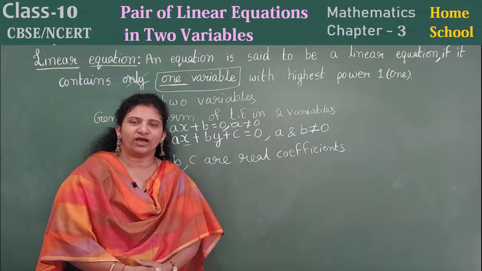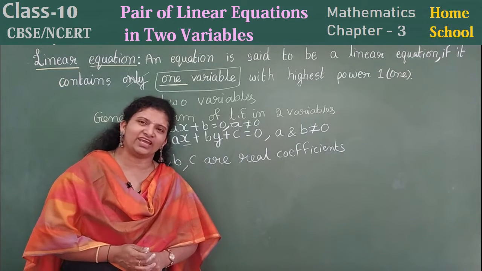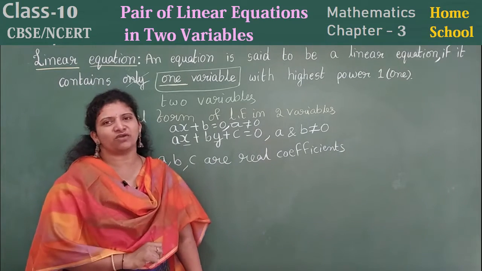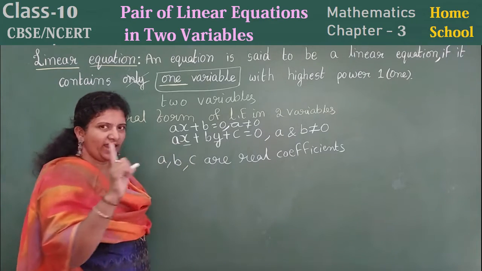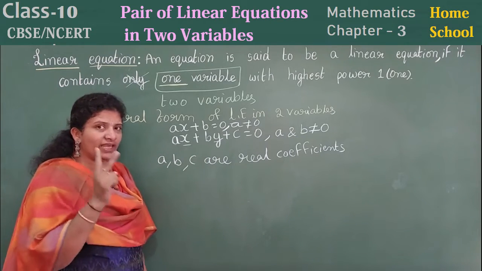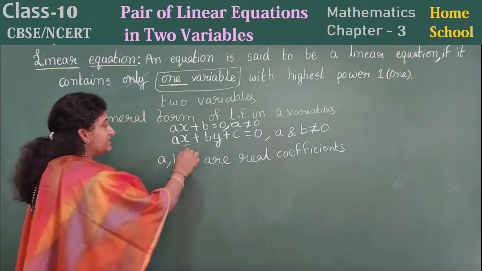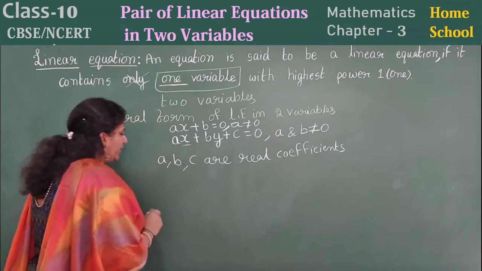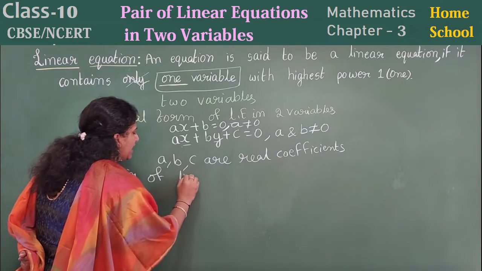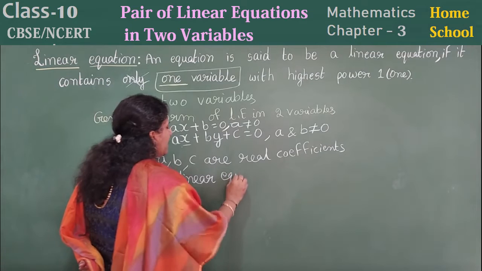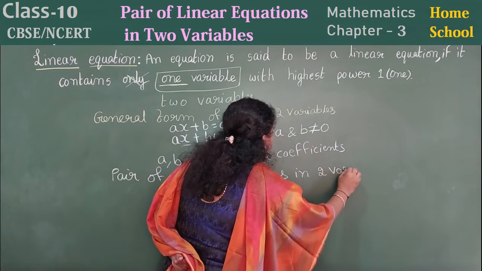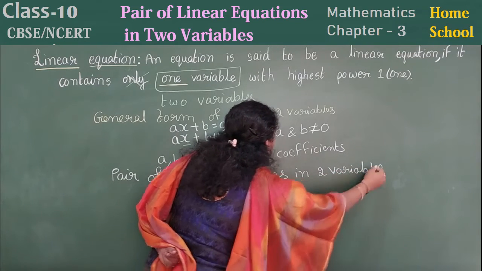Okay, we are going to start now the actual chapter, that is pair of linear equations in two variables. We have two variables, but I want a pair of linear equations. So look here, this is only one equation. Pair of linear equations in two variables means this one, but I need two linear equations. So how can I change the same general form? Look here carefully. So I will write here the pair of linear equations in two variables general form.